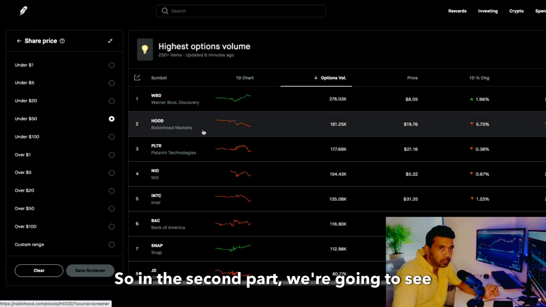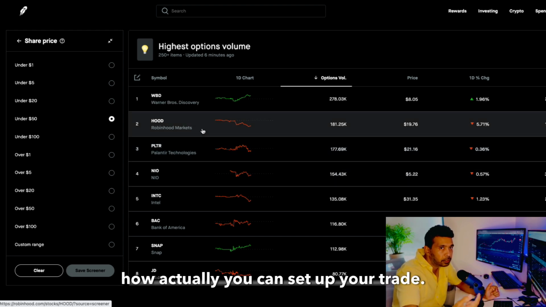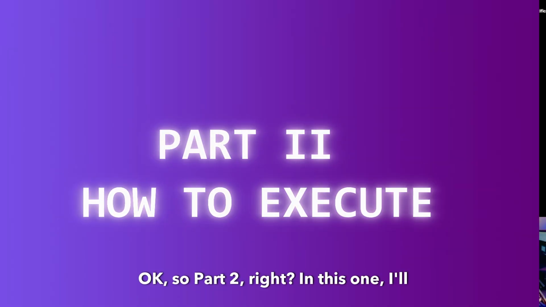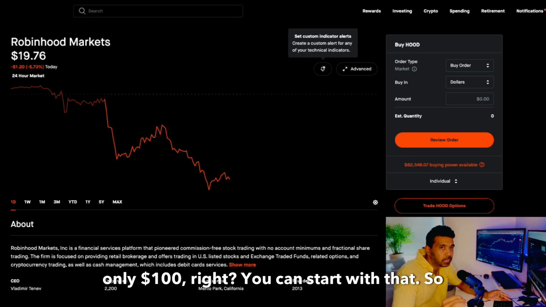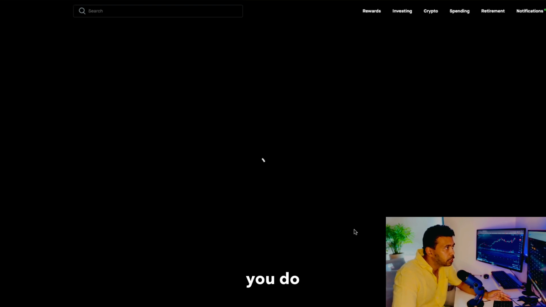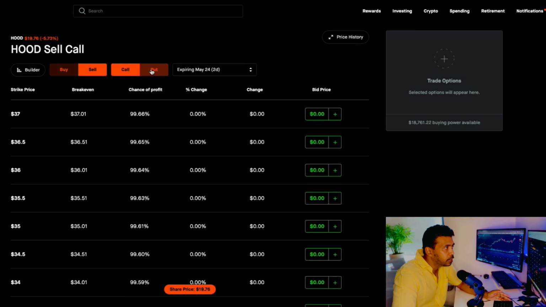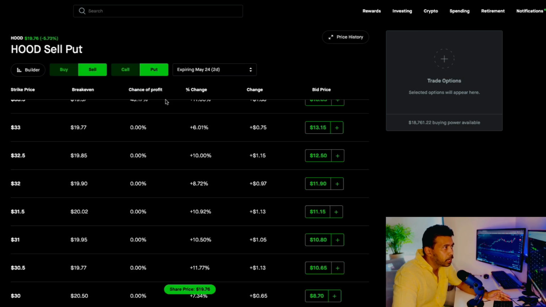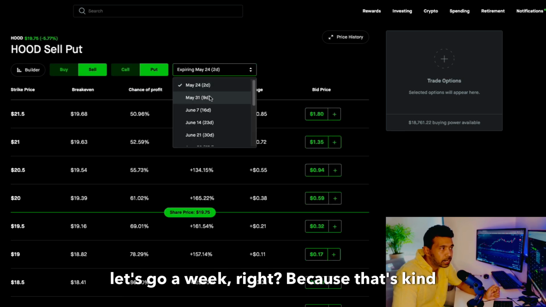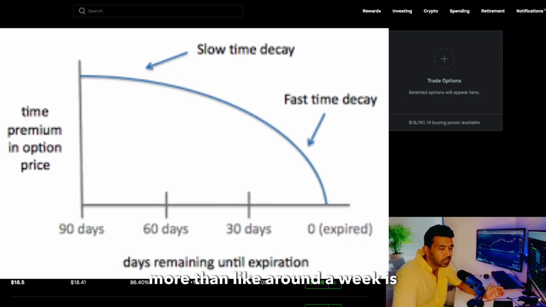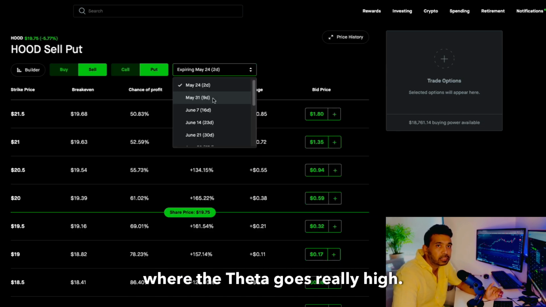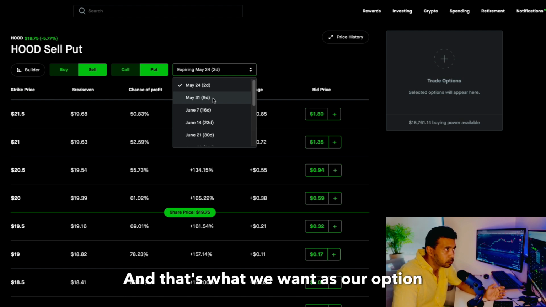So in the second part, we're gonna see how you can actually set up your trade. Okay, so part 2, right? In this one I'll show you how you can set up this trade with only $100. You can start with that. So the first step would be you do a sell put here, and then let's go a week out, because that's around where theta goes really high, and that's what we want as an option seller, right?